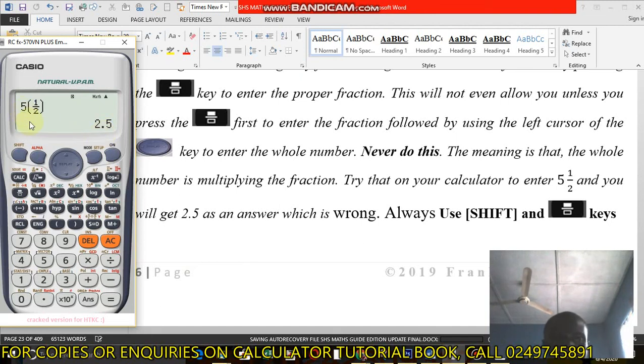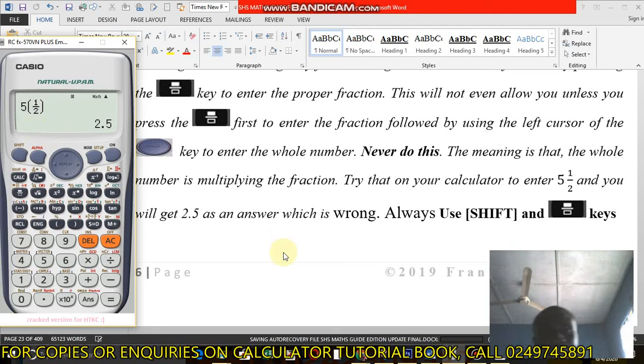Why? When you enter it in this manner, the whole number 5 is rather multiplying the fraction 1/2. That presents it in a different manner, which is not a mixed fraction. Most students enter mathematics on their calculator in this way and get answers which they will find in the WAEC options, but it's a wrong answer, although they will jubilate in the examination hall.